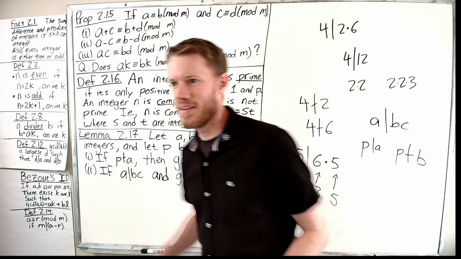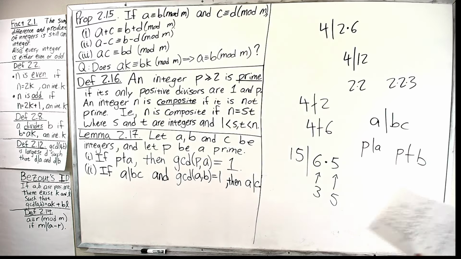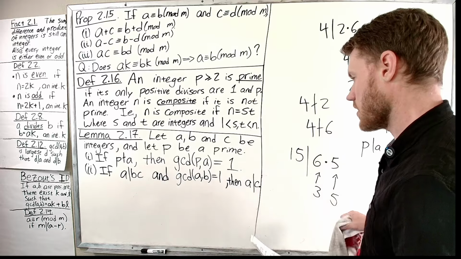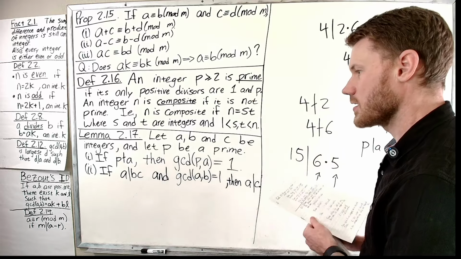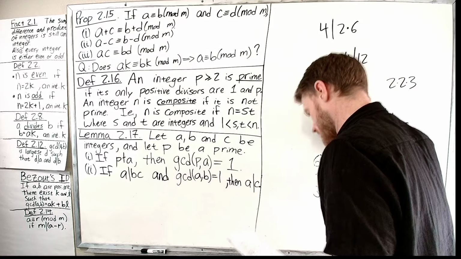Bezout's identity. Do you remember Bezout's identity? That says that we do indeed have this connection between GCDs and integers.